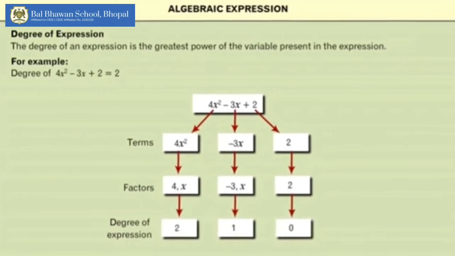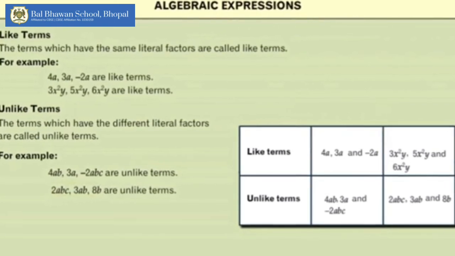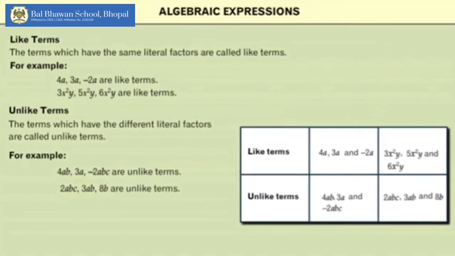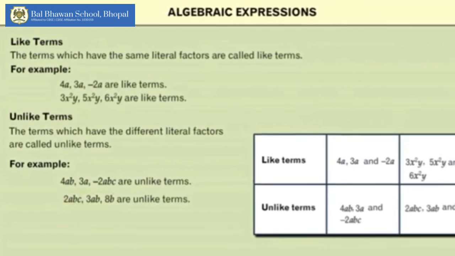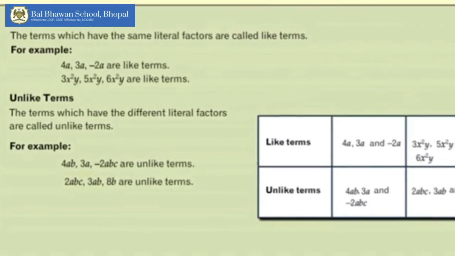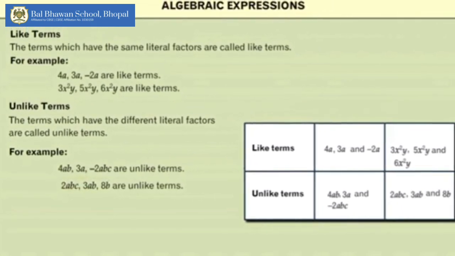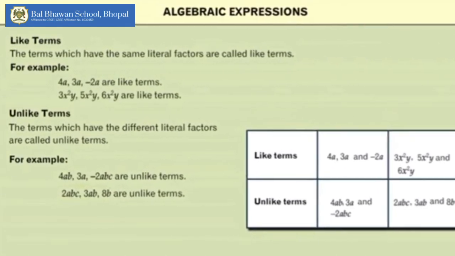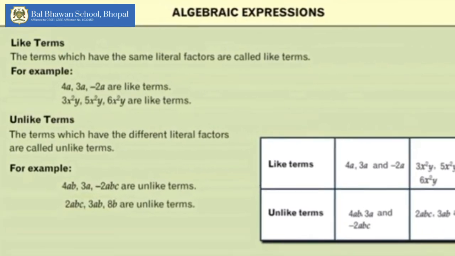which is over here 2. Let us talk about like terms and unlike terms. The terms which have the same literal factors are called like terms, whereas the terms which have different literal factors are called unlike terms. So here I have examples of like terms and unlike terms. In the first example, 4a, 3a and minus 2a all have the same literal factor a. So we have written them as like terms. Whereas in the second example, 4ab, 3a and minus 2abc all have different literal factors. So they are unlike terms.